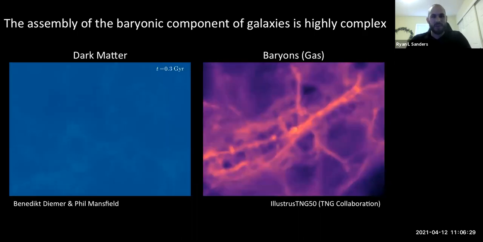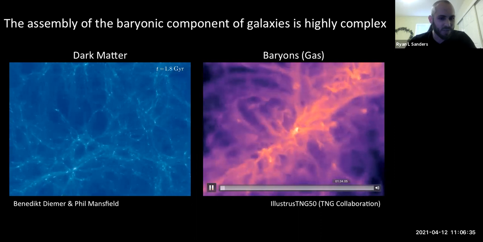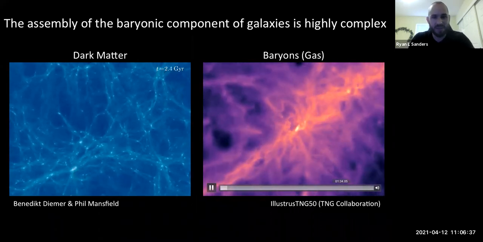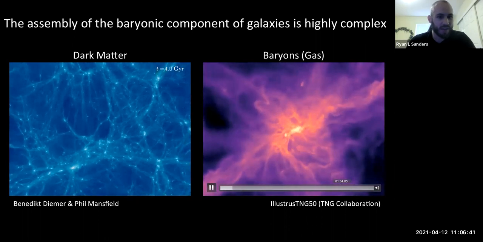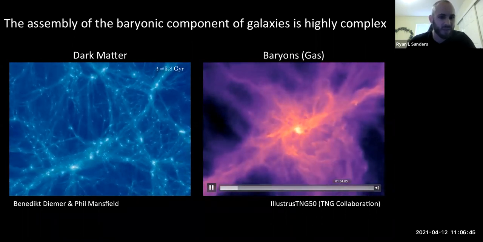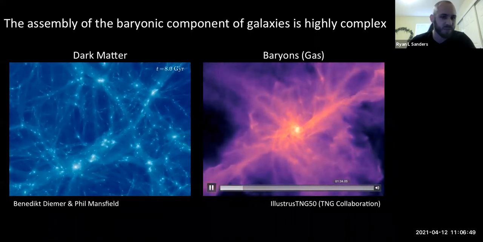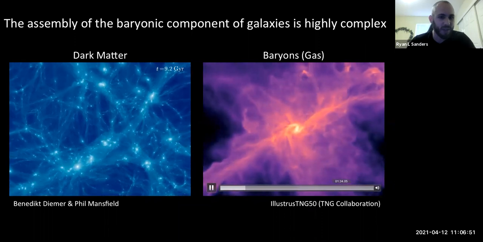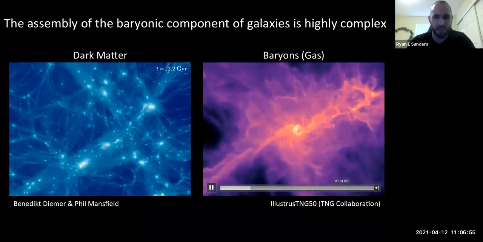So for a little motivation, I'm showing two simulations here. The one on the left is a dark matter only simulation showing the gravitational interaction of dark matter and the buildup of the large scale structure of the universe. And this is a very well-behaved process that's very well understood, and in particular, N-body simulations can do a fantastic job producing a realistic dark matter universe through these gravitational interactions and halo mergers.